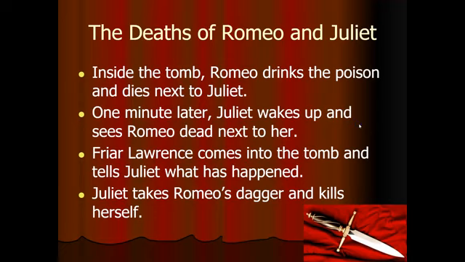So, the deaths of Romeo and Juliet. Inside the tomb, Romeo drinks the poison and dies next to Juliet. One minute later, Juliet wakes up and sees Romeo dead next to her. Oh no! Friar Lawrence comes into the tomb and tells Juliet what happened. This is all a big misunderstanding. I was supposed to tell him, but he left early and all that stuff. So Juliet takes Romeo's dagger and kills herself.